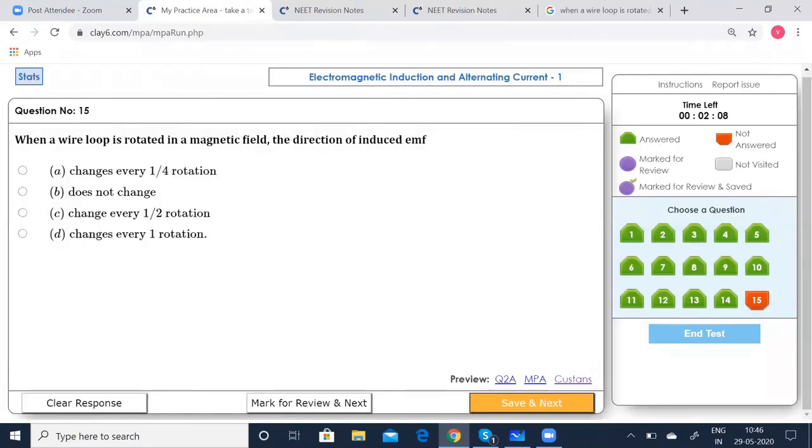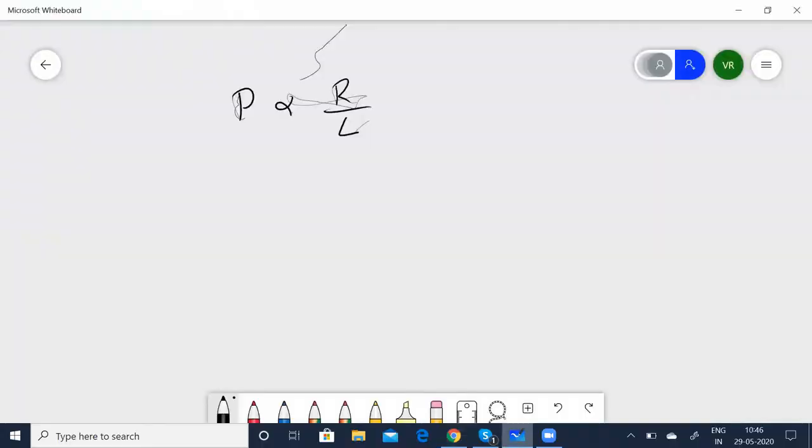Okay, last one. When a wire loop is rotated in a magnetic field, the direction of induced EMF changes every quarter rotation, does not change, changes for every half rotation, or changes for every rotation. Let's quickly solve that.